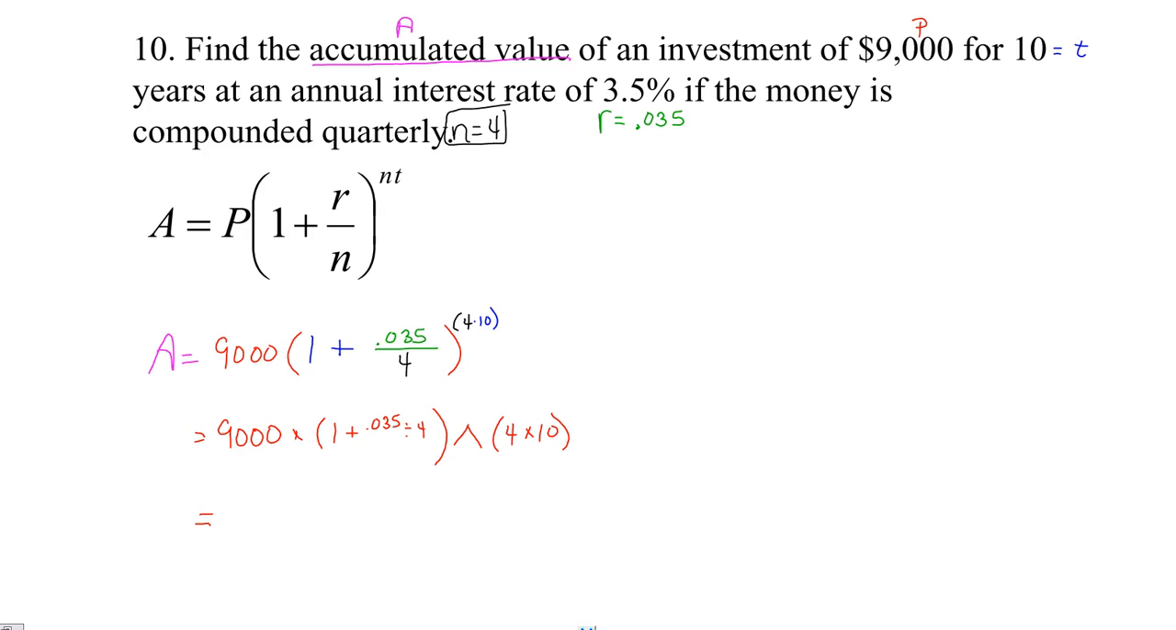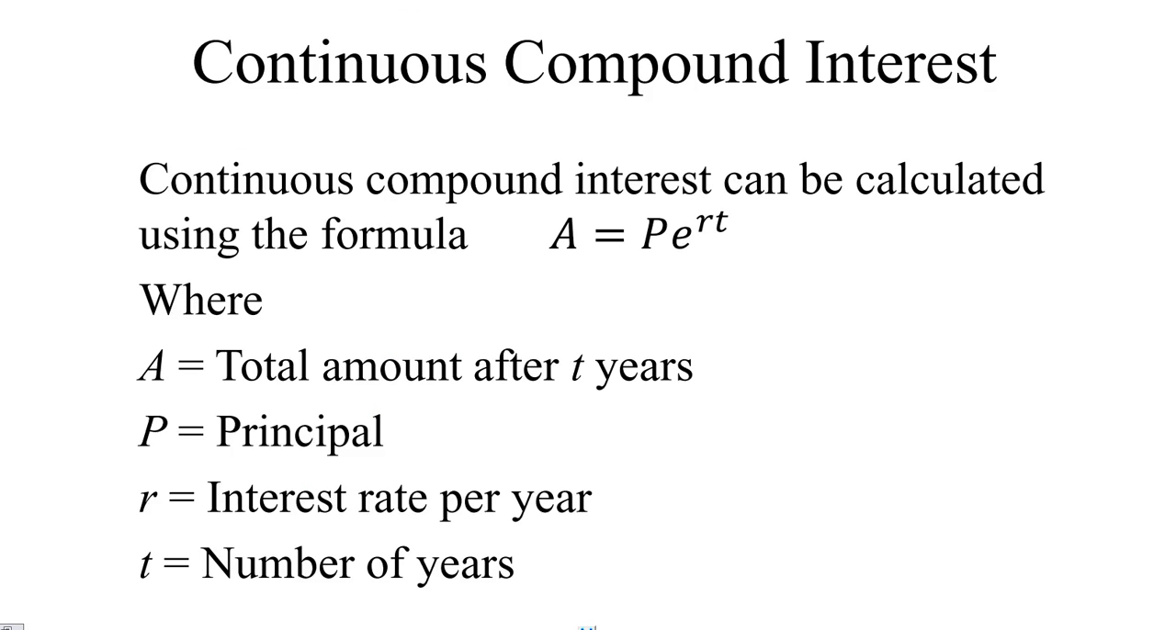If you do this correctly, you will get $12,752.179, and we always round to 2 decimal places, so it's 18 cents. And that's my final answer. So after 10 years at 3.5% interest, $9,000 becomes $12,752.18. Okay? All right. So the other formula that we have for interest is called compounded continuously.